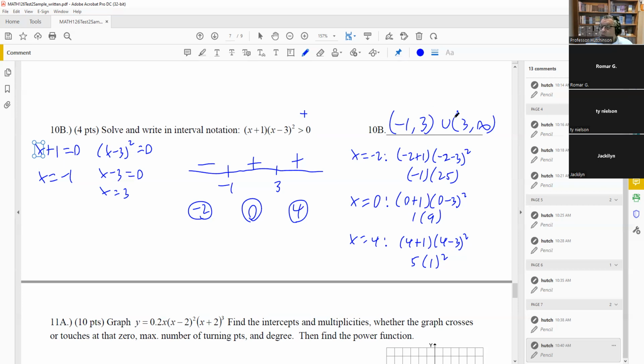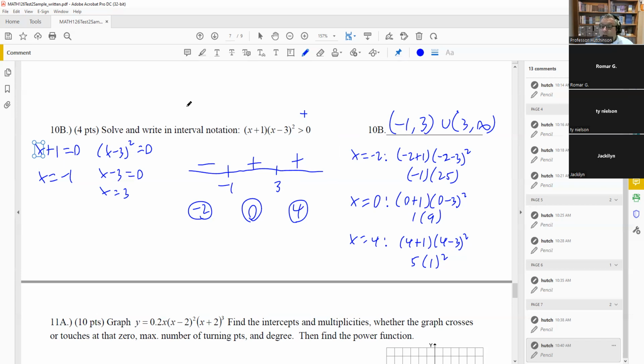But in this case, both of these are going to be parentheses. The 3 is not included again. So the difference is, if this was greater than or equal to 0, that means I could have done -1 to infinity, and I could have a bracket on the -1. That's the difference if I would have had that kind of answer.